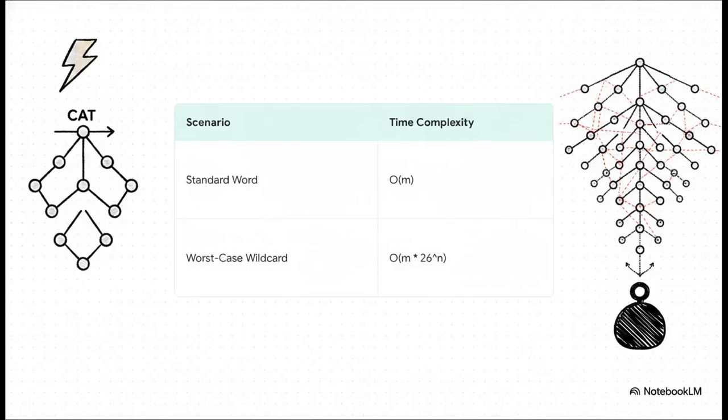Now, while standard words remain lightning fast at O of m time, wildcards introduce a massive cost. In a true worst-case scenario, let's say a user searches with a string composed entirely of dots, and we have a very deep tree. Well, we're forced to multiply our search paths by 26 at every single level. To put that into perspective, that boils the time complexity down to a massive O of m times 26 to the power of n. It is a stark reminder that wildcards require some rigorous backtracking.